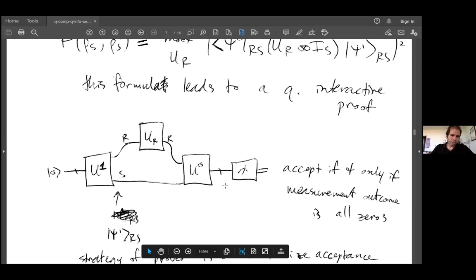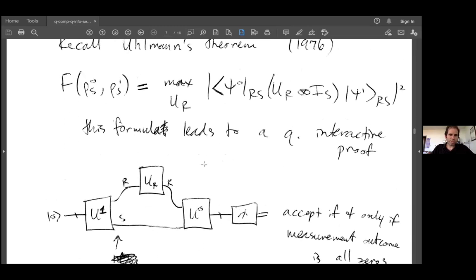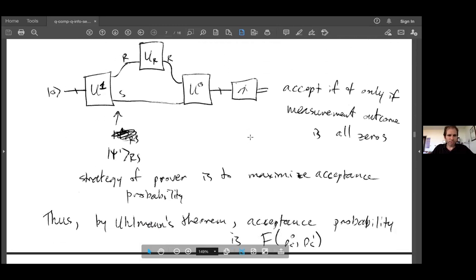Well, if you go backwards in time, if you prepare the all zero state here, and then rather than doing U0 dagger, you do U0, the state that would be prepared is size 0, right? And so this interactive proof system is computing this formula.